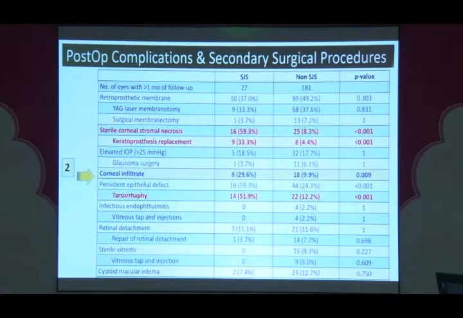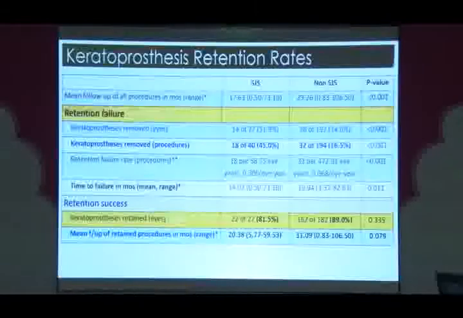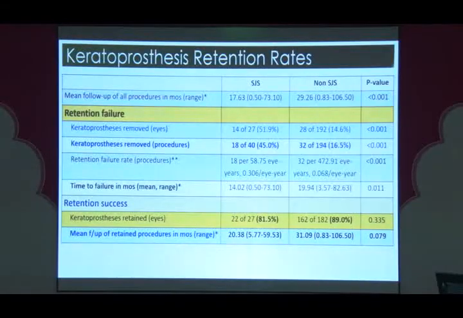In SJS, you see that we have compared this SJS with non-SJS group. So persistent epithelial defect is the main problem in SJS group. And we have to do a lot of tarsorrhaphy in these cases, sometimes double tarsorrhaphy from both sides. So overall, this group is also going parallel if you have selected this SJS patient rightly.